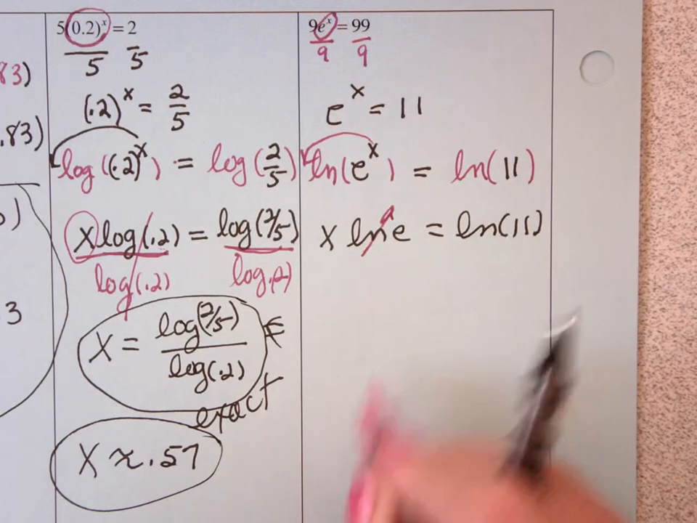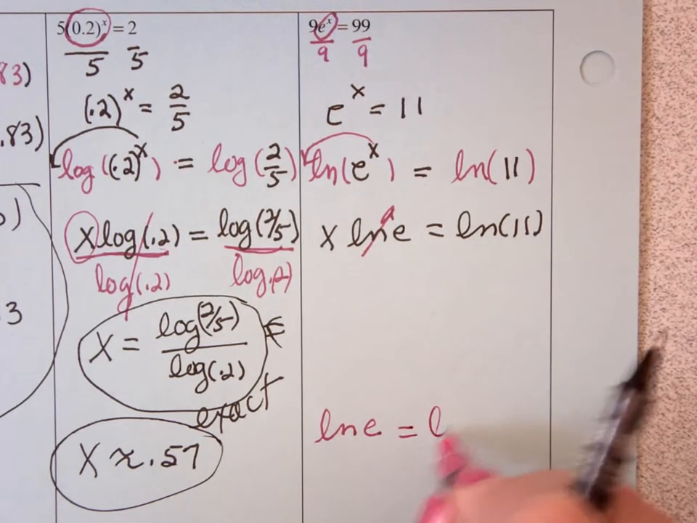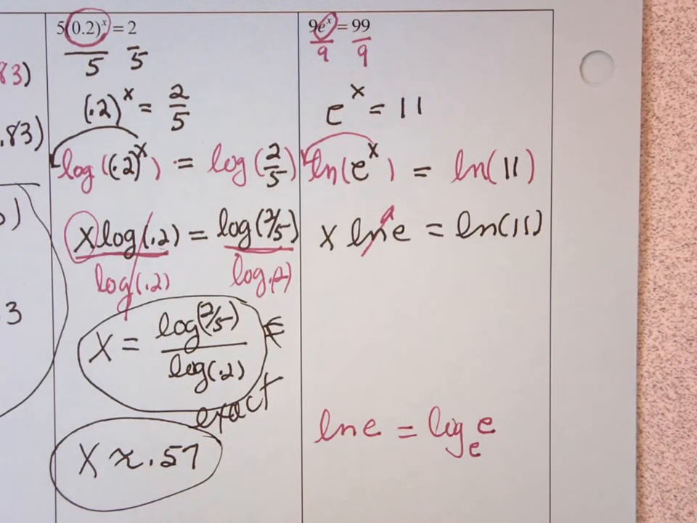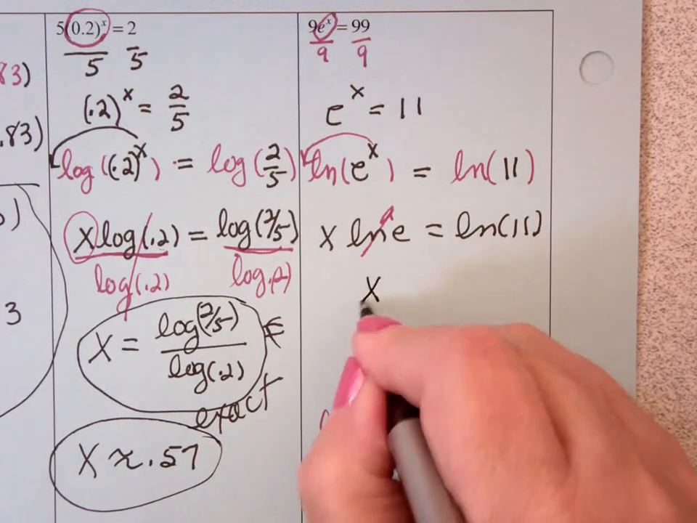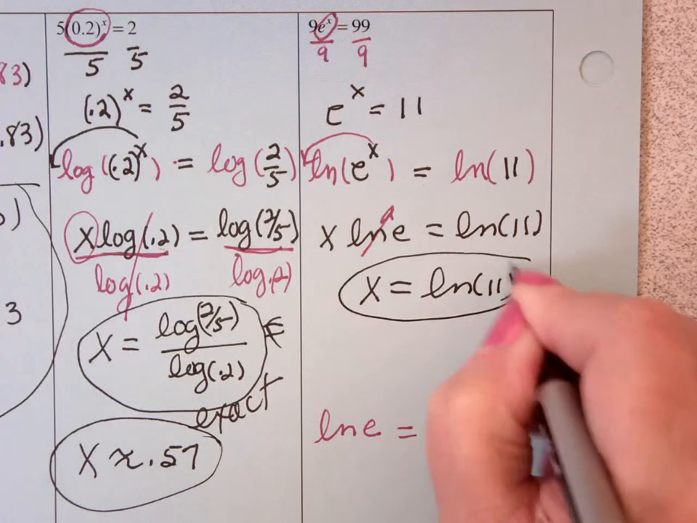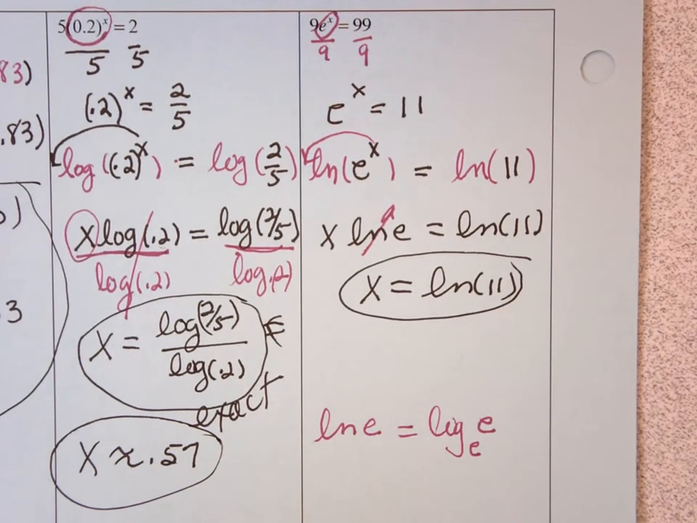Now remember, natural log of e is log base e of e. That's what makes it 1. The properties of logs say that log base a of a is 1, so log base e of e is 1. So this just says x equals the natural log of 11, which again is an exact answer. And if you want to make it approximate, you can, I don't care.